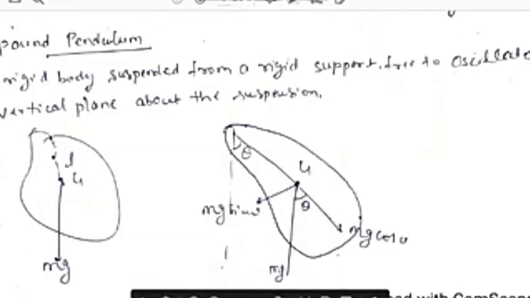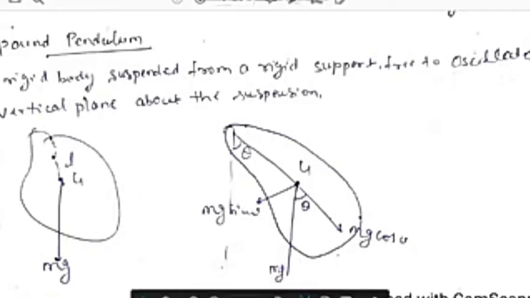Compound pendulum. Any rigid body suspended from a rigid support, free to oscillate in a vertical plane, is called a compound pendulum. We consider a compound pendulum because the shape does not remain the same as in a simple pendulum. So we are considering some irregular shape of body. The center of mass is at point G, and it is suspended at an angle theta.